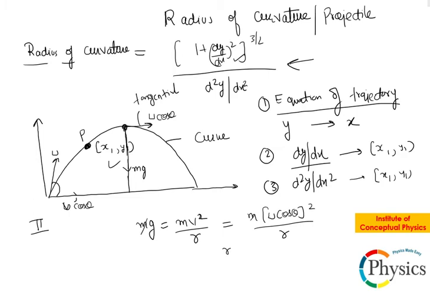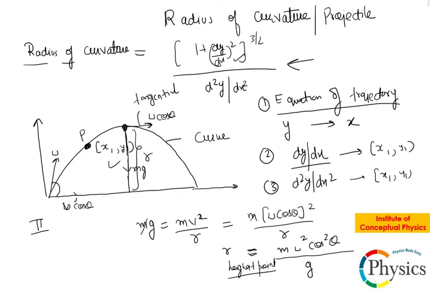So you can write g r, where r is the radius of curvature, by the way. This is your radius of curvature. So r is equal to u square cos square theta divided by g. So that fetches you the radius of curvature at the highest point, right? At the highest point.